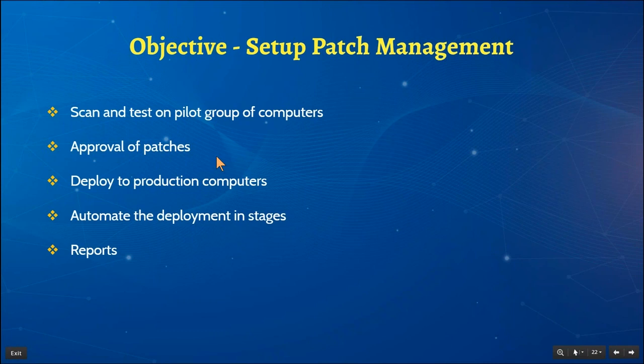Once the testing process is done, let's see how to approve these tested patches. And after the approval, we can see how to deploy the tested patches to our production environment. To make the deployment process easier, let's have a look at how to create an automated patch deployment task, and we'll see how to deploy those patches on a periodic basis. At last, we'll have a look at creating reports.